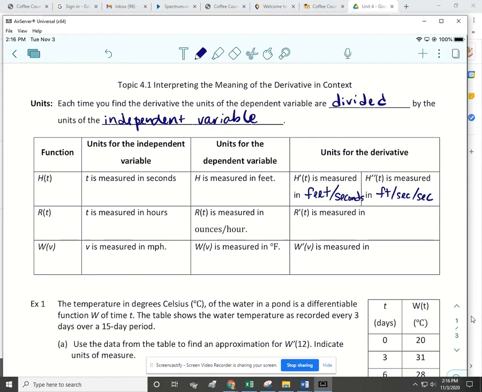All right, so then we have a new function, r of t, and t is measured in hours, and r of t is measured in ounces per hour. So the derivative of that, we would take our dependent variable, ounces per hour, and divide it by the independent, which is hours. So this should be ounces per hour per hour.